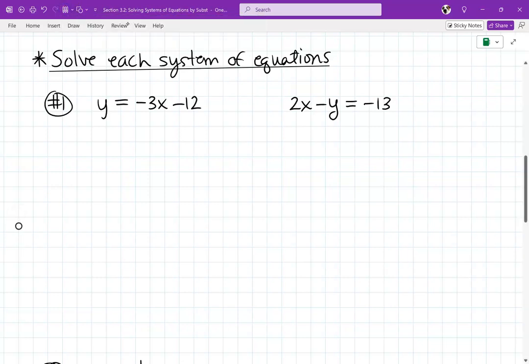I'm giving you 2 different equations, right? For example, one, y is equal to negative 3x minus 12. And the other one, 2x minus y is equal to negative 13. So notice, step number 1, I've already taken care of it for you. Mine will always have step 1 taken care of.